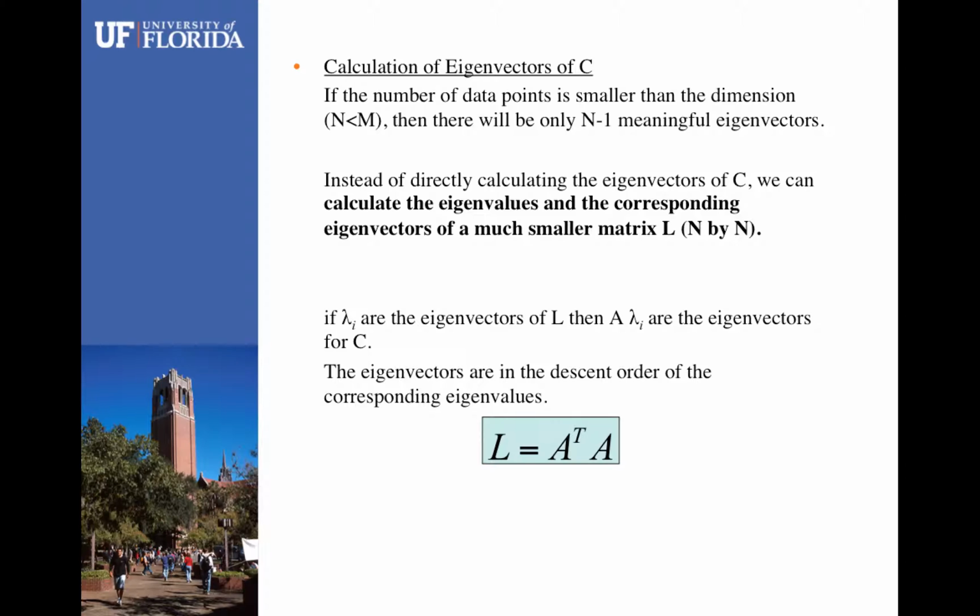Instead of directly calculating the eigenvectors of C, we can calculate the eigenvalues and the corresponding eigenvectors of a much smaller matrix L, which is n by n. This is what PCA contributed to face recognition. It greatly reduced the computation time. If lambda i are the eigenvectors of L, then A lambda i are the eigenvectors for C. The eigenvectors are in descending order of the corresponding eigenvalues.